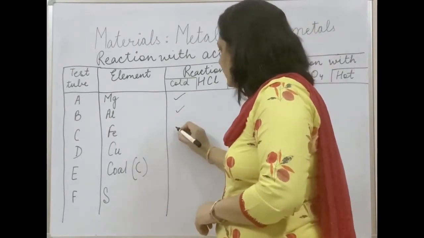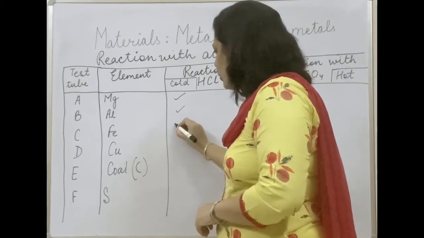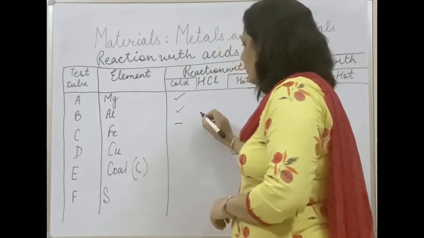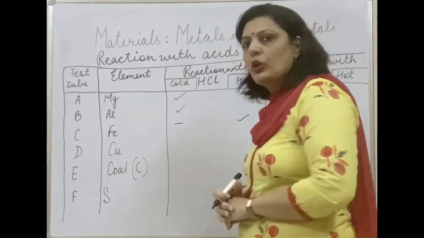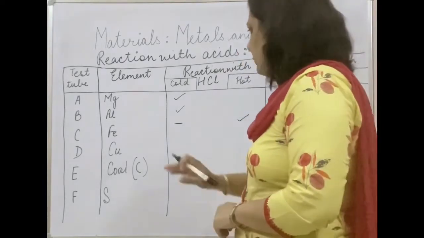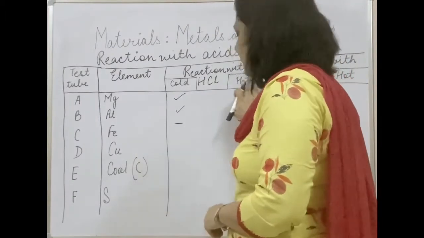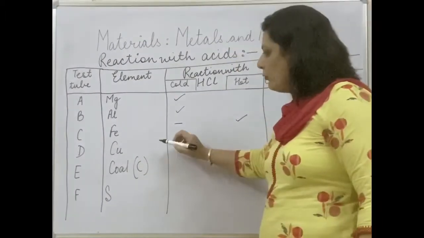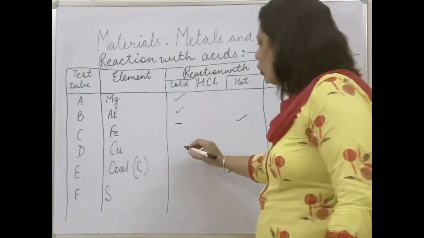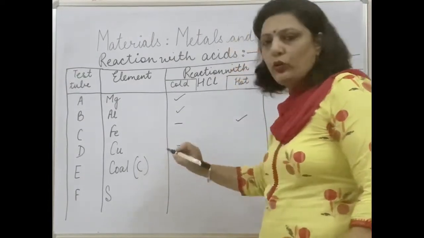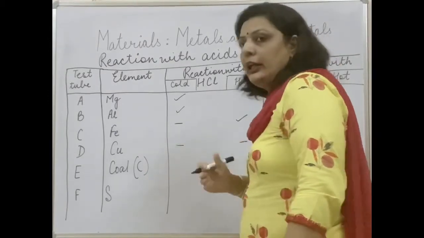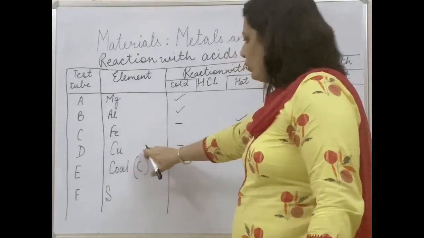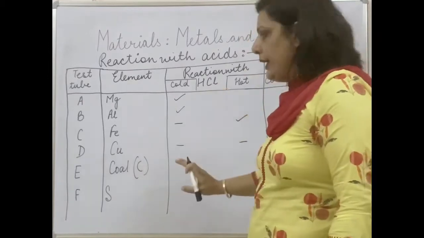Iron will not show a reaction here, but if you heat the test tube, then you will find it will show a reaction with hot hydrochloric acid. It means on heating, iron reacts with this particular acid. Then with copper, you will see that copper will show no reaction at room temperature and it will show no reaction even when it is heated. Means copper shows no reaction with dilute hydrochloric acid.